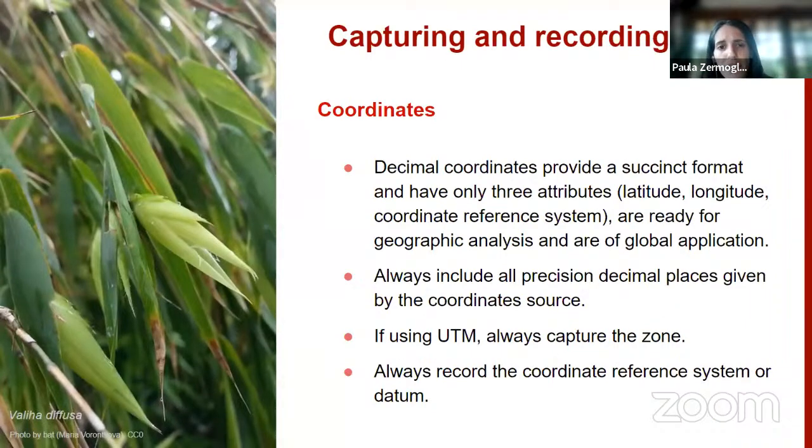Some best practices regarding coordinates. Decimal coordinates provide a succinct format and have only 3 attributes: latitude, longitude, and the coordinate reference system. Those decimal coordinates are ready for us to make geographic analysis, and usually are of global application. Anyone can use it. So this is a good format to provide the coordinates, and it's the one that is recommended in Darwin Core for decimal latitude and decimal longitude. So it is very important that we always include all precision decimal places given by the coordinate source. We have talked about this before. You can review it.